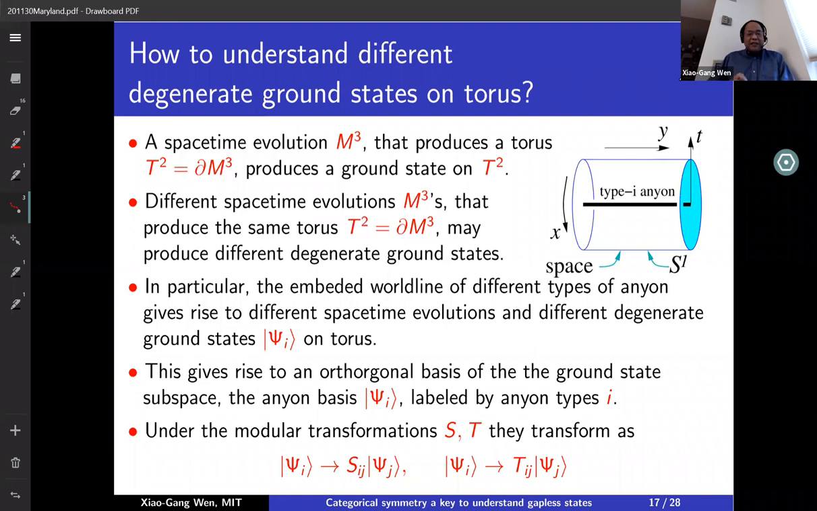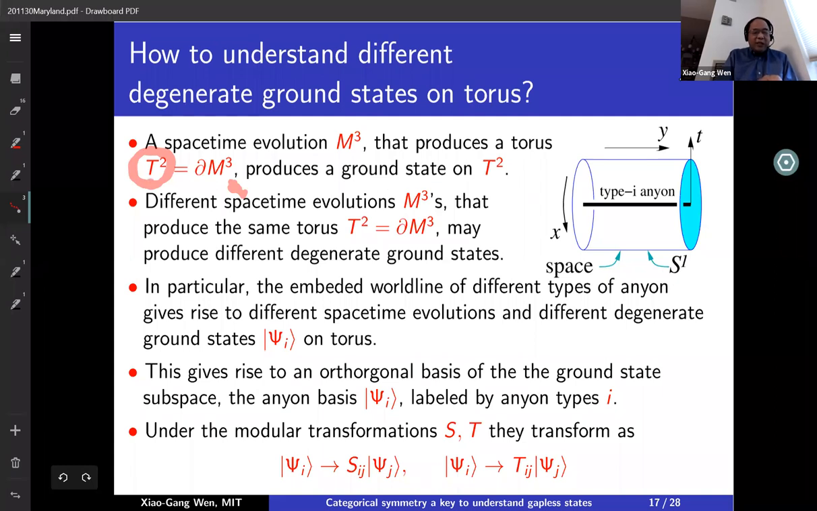Then how do we understand these different degenerate ground states on the torus? Actually, there's a way to understand why we have degeneracy on the torus for topological order. We can consider space-time. A space-time evolution is described by a three-dimensional manifold, and the boundary of a three-dimensional manifold is a space, which is a torus. So we can imagine the torus as the boundary of a space-time manifold. This space-time manifold describes an evolution from the Big Bang, which is a single point, evolving into our space, and into a particular ground state on this torus.